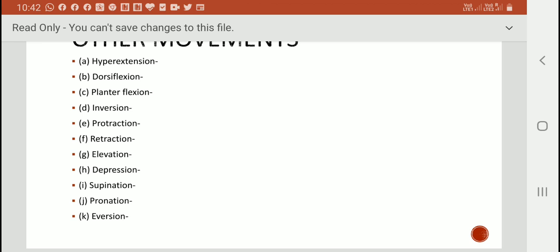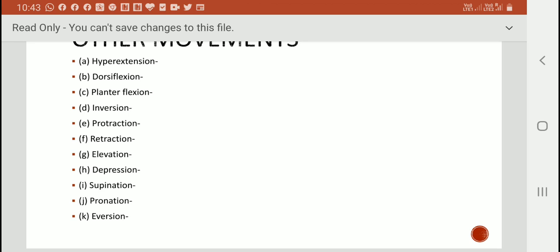Next, elevation. Elevation is raising a part, like shrugging the shoulders. Raising a part, like raising your hand up and shrugging the shoulders, is called elevation. Depression is lowering a part, dropping the shoulders. Lowering the part, dropping the shoulders, is called depression. Clear?